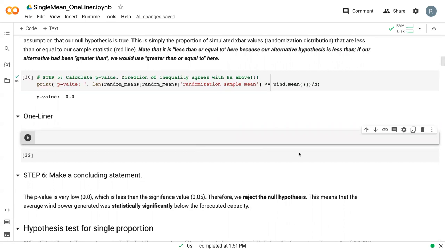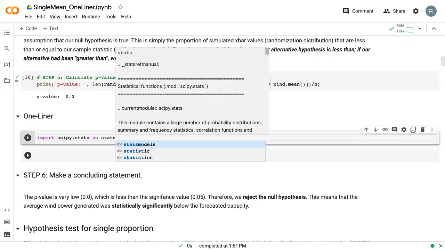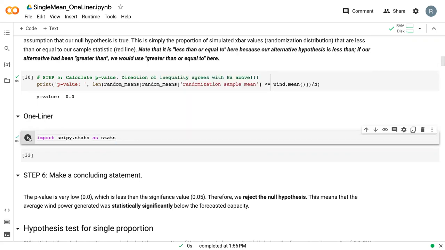And so for this one-liner test, we're going to use a library, the stats library in Python. In particular, this library is SciPy stats, which is the same library that we used when we were working with the normal distributions in the previous videos.